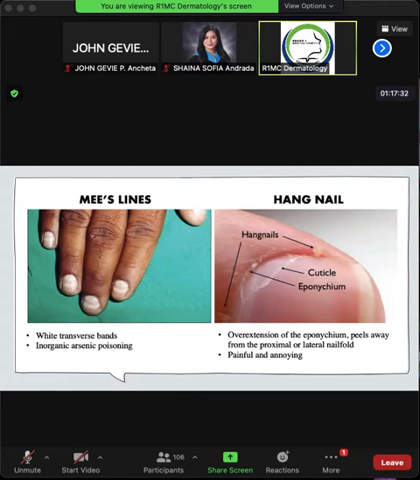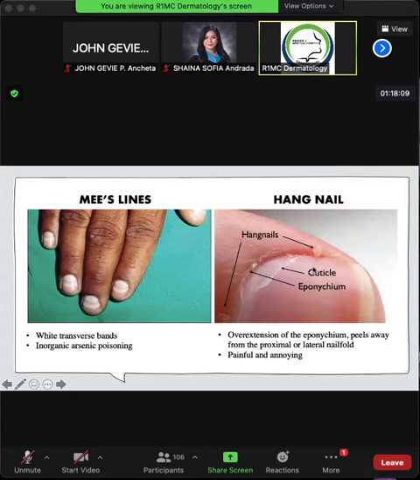So other nail disorders are your Mees' line, which are white transverse bands, which is a sign of your inorganic arsenic poisoning. However, they are also reported in thallium poisoning, in your septicemia, dissecting aortic aneurysm, parasitic infections, chemotherapy, and both acute and chronic pain.